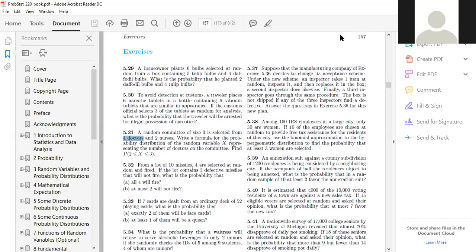So let me stop sharing this one and let me go to the whiteboard. So example number 5.31. It says the hypergeometric distribution h(x; 6, 3, 4), right? 4 doctors and 2 nurses, because 4 plus 2, total population N equal to 6. And then small n, that is the committee formed, sample space of 3 people, and success rate says that all of them must be a doctor, right? Representing the number of doctors in the committee.